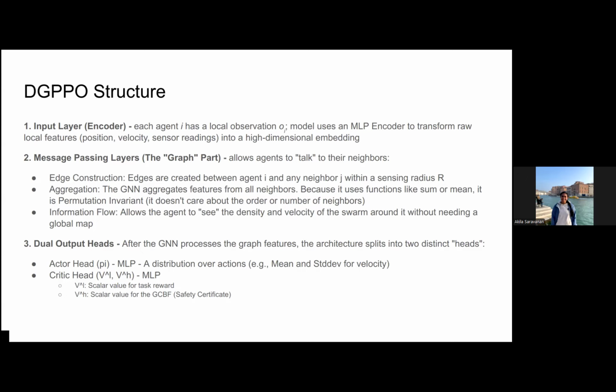The middle part is message passing, which is basically edges are created between agent I and any neighbor J within its sensing radius. And then information about that relationship is stored, so distances or any other relevant information that you could want to add. In the second step, the base structure of this model is a GNN, a graph neural network. And what the GNN does is it aggregates all the features from all its neighbors, using functions like summing or taking the average for the purpose of being permutation invariant.